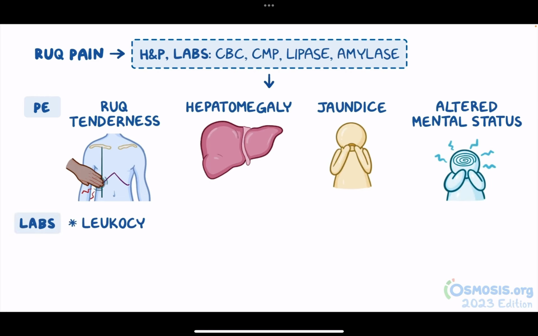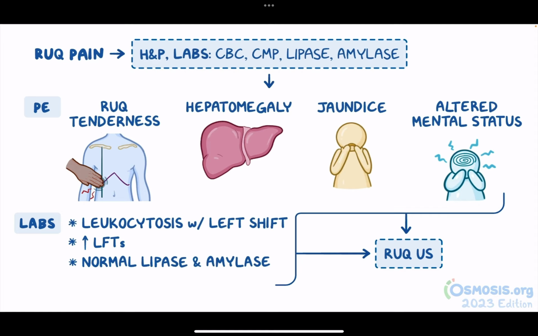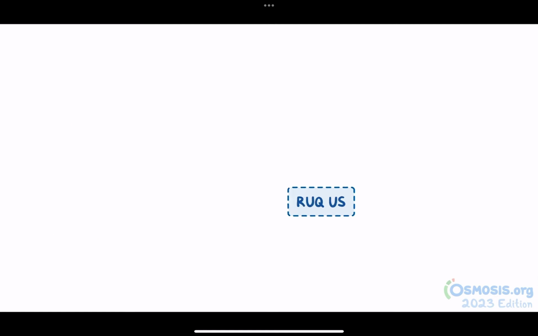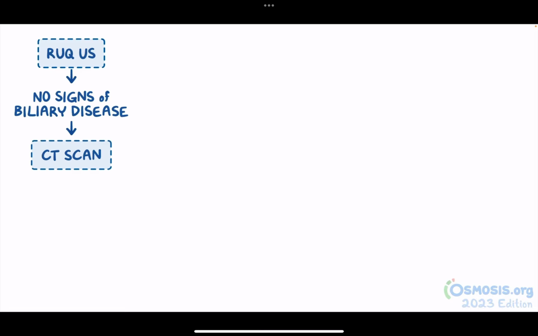If you find leukocytosis with left shift, elevated LFTs with normal lipase and amylase on labs, the next step is to obtain a right upper quadrant ultrasound to rule out gallbladder pathology. If there are no signs of biliary disease, order a CT scan, which will help you make a diagnosis.